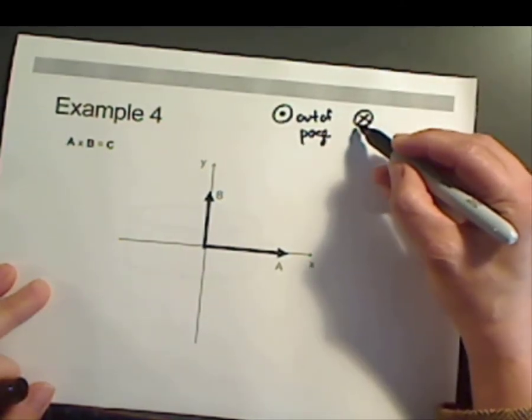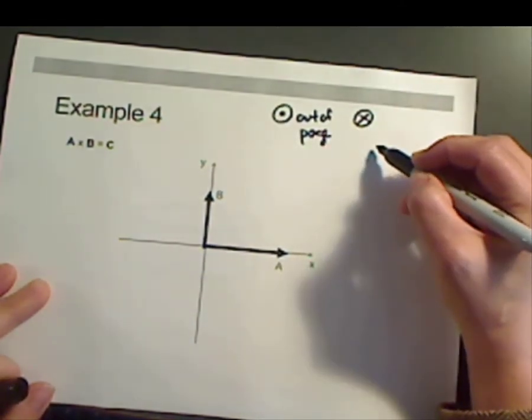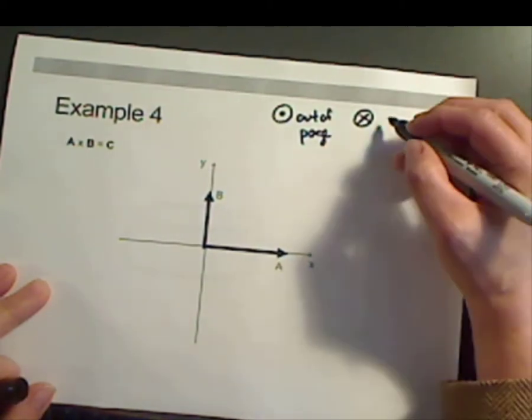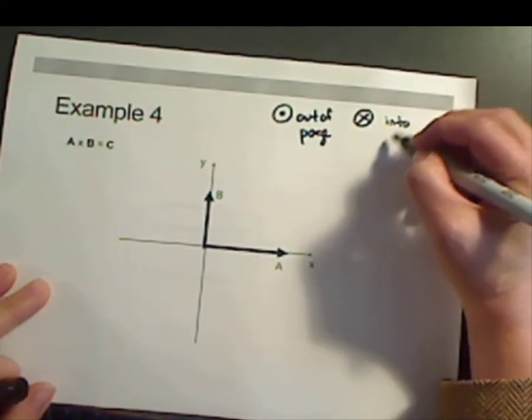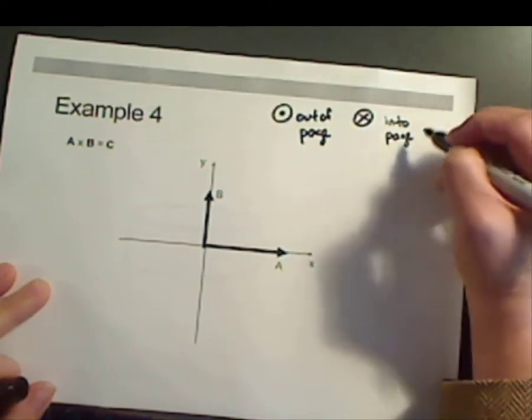On the other hand, if you see the X, that means you're looking at the fletching of the arrow, which means the arrow is going away from you, or in other words, it's into the page.